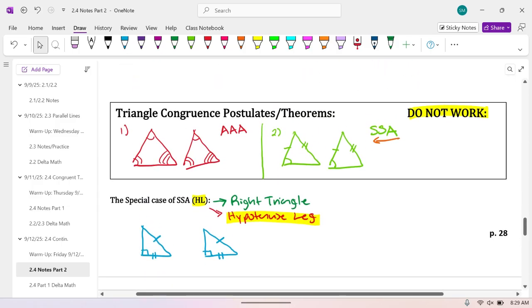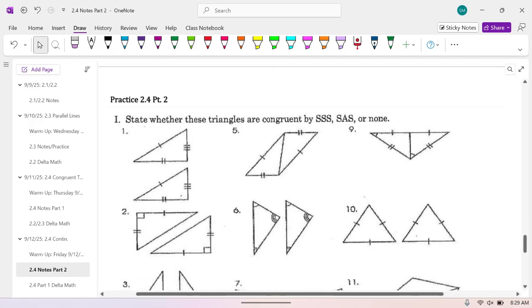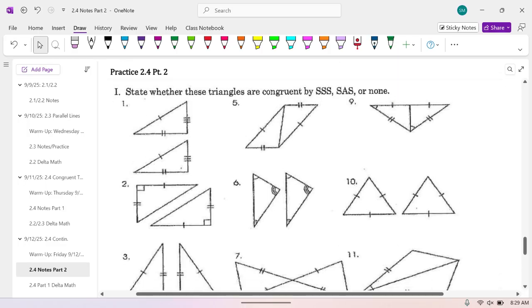Do you guys need to see me do any more examples with saying if they're congruent or not, or do you think you're fairly good? Speak now, forever hold your peace. You need another example? Okay. All right, so let's do some examples on this page.